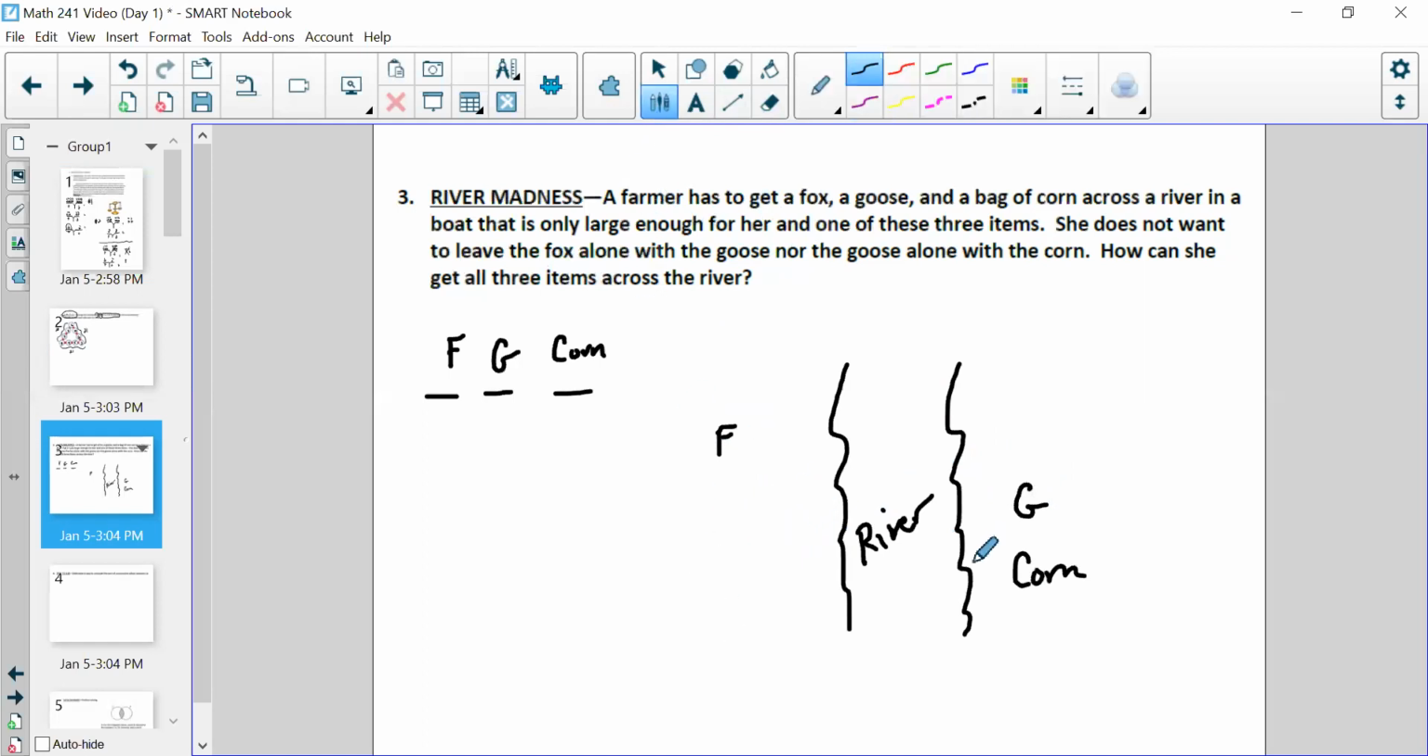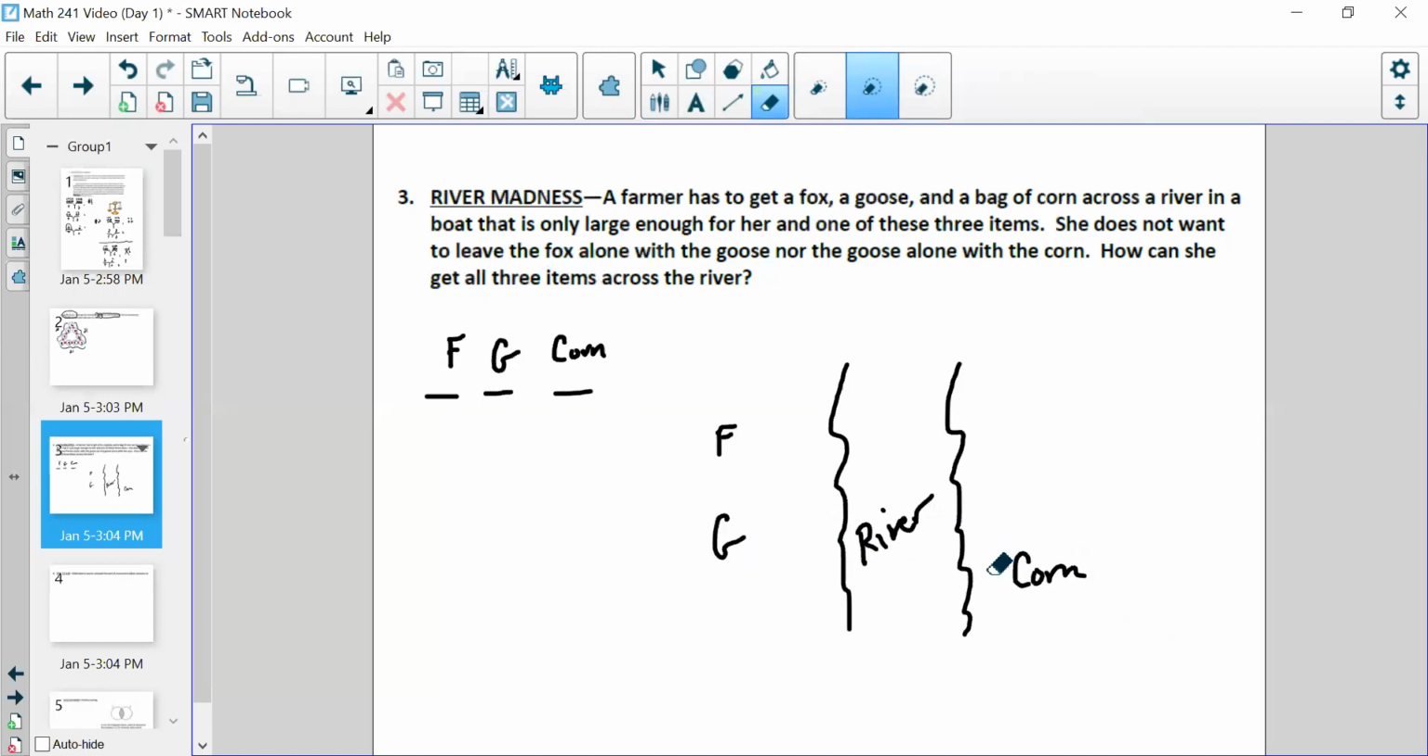As soon as he brings the corn over, he's going to grab the goose and bring the goose back over to this side. So the corn is on this side of the river. Remember, we're trying to get from the left to the right, trying to get all of them across the river.